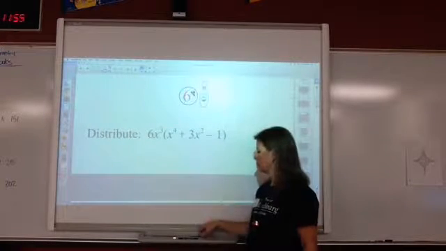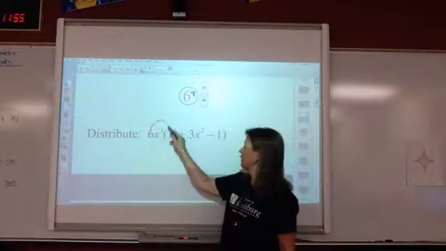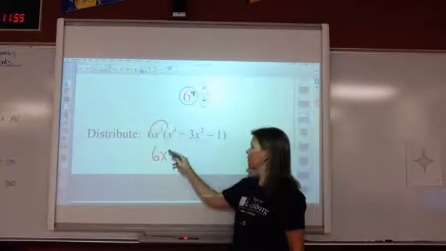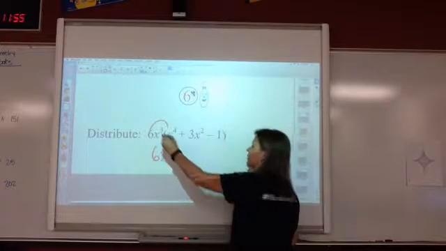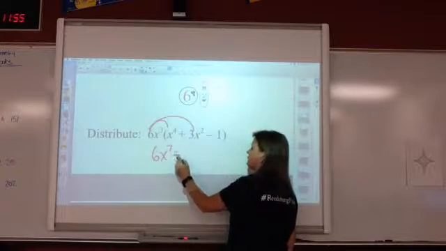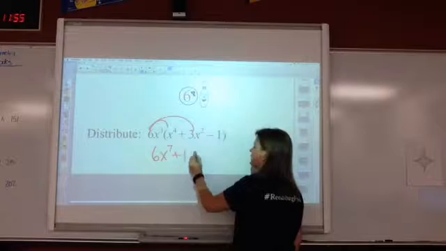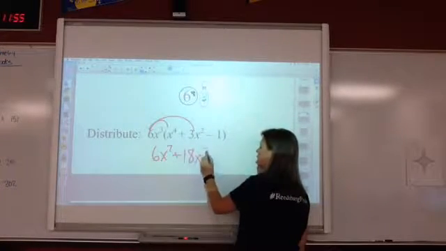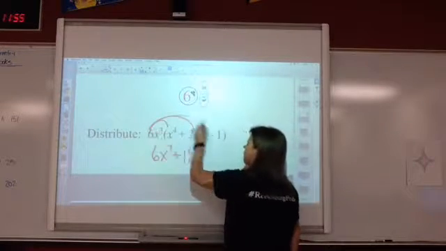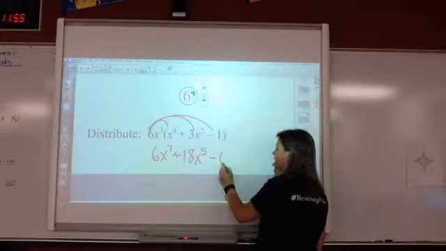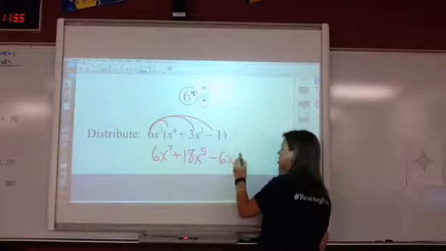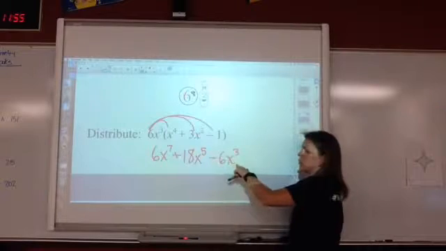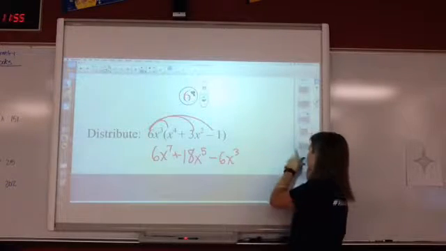Distribute. When multiplying, add exponents. 6 times 1 is 6. 3 plus 4 is 7. Plus 6 times 3 is 18. Add exponents. 3 plus 2 is 5. Minus 6x to the third. Take the 6 times the 1, bring x to the third with it, and distribute it over here.